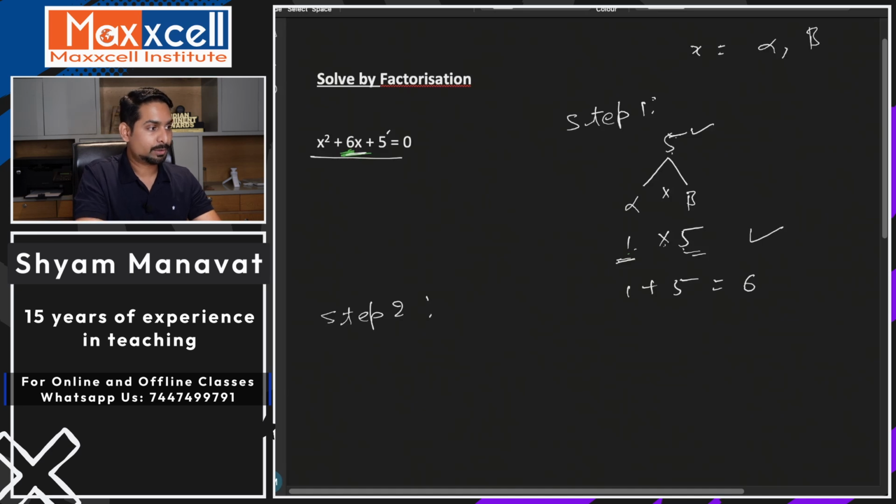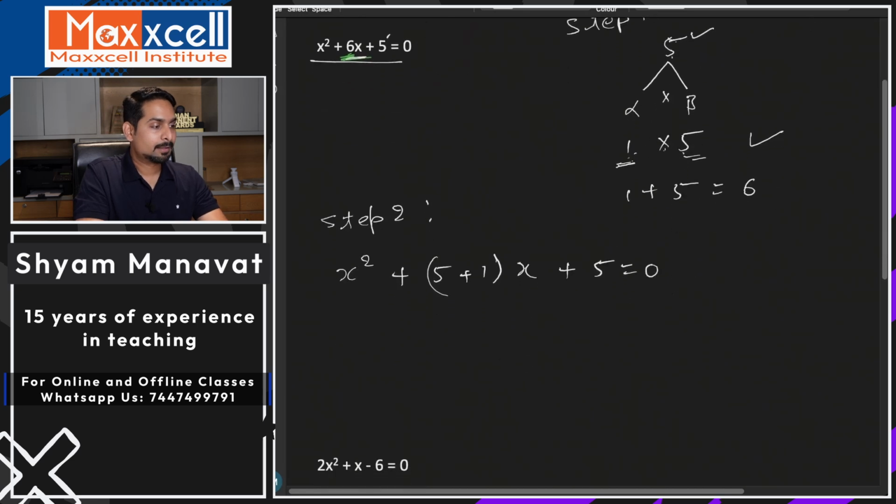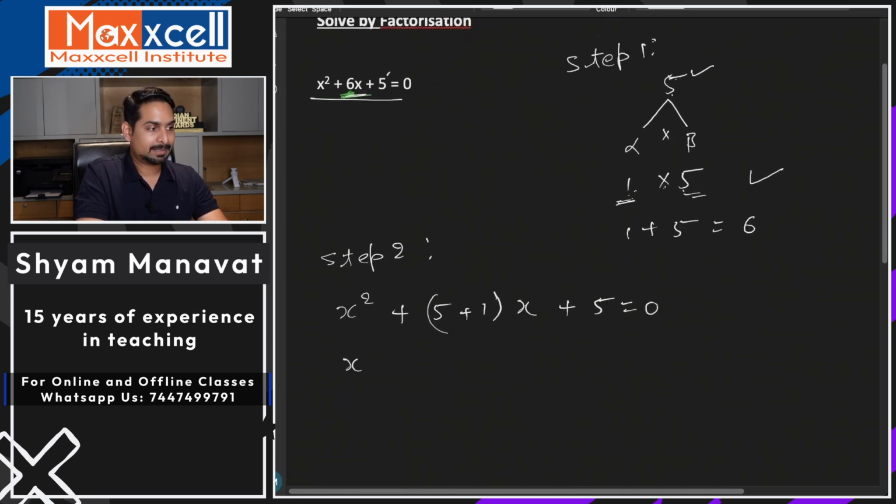So now let's see how we do it. Step 2, we split the middle term. So it becomes x square plus 5 plus 1 x, that is 6, plus 5 equals 0. Now simplify further. I have x square, this will become 5x and this will become x, plus 5 equals 0. You take the first two terms, take out x from there.